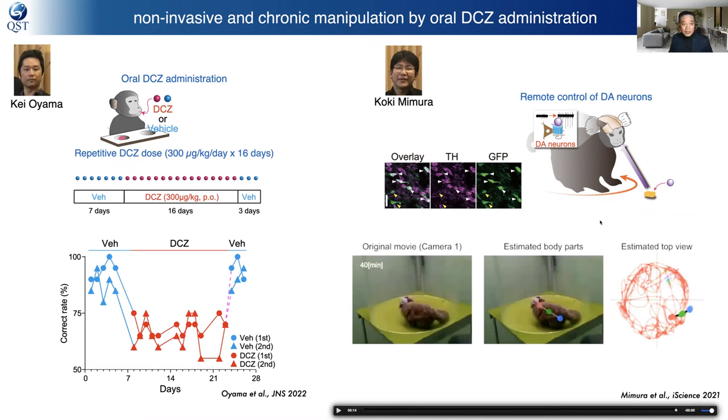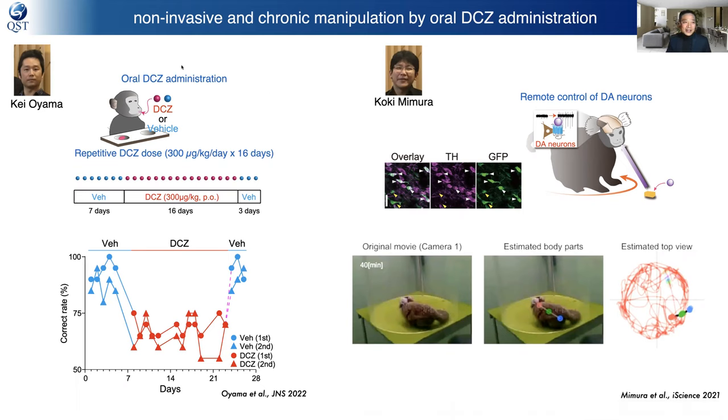But these two studies nicely demonstrate that now we can manipulate a specific neural population in non-human primates without any special device, without any restriction or any painful condition. So it is non-invasive, and also a chronic condition. Even in a group cage condition, we can manipulate a specific neural population in a specific individual. I believe this can widen our opportunity for the use of non-human primates in future behavioral studies.